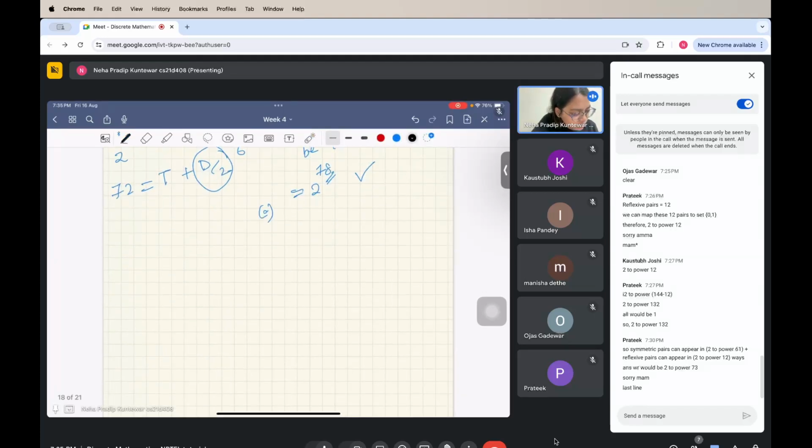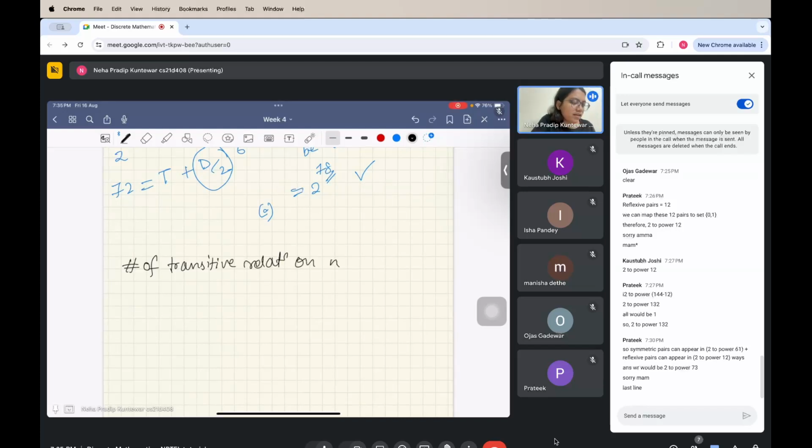The question we asked is the number of transitive relations on n elements. Instead of 12, I'm just replacing it with n, and the answer to this is not trivial. There are entire papers dedicated to only finding this value. As of now, we know some formula for counting these transitive relations, but we do not know a closed form.